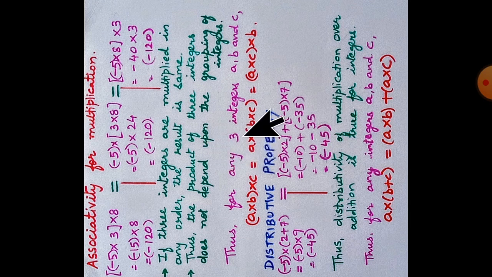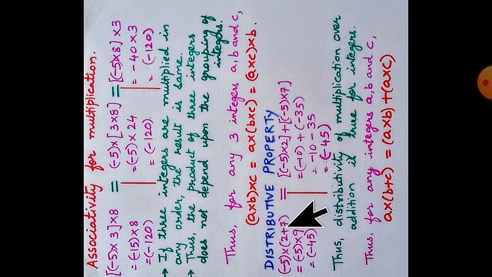Thus, for any 3 integers a, b and c, (a into b) into c equals a into (b into c) equals (a into c) into b. Here a and b are in the bracket, here b and c are in the bracket, here a and c are in the bracket. Now let us study the distributive property.